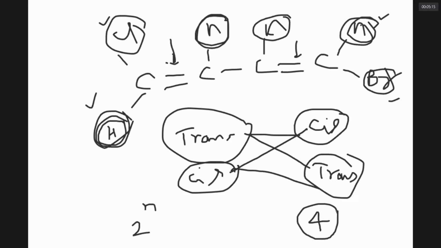when there are n double bonds, I call them stereogenic centers because they are the centers which cause stereoisomers. If there are n stereogenic centers, there can be 2 to the power n stereoisomers, or 2 to the power n geometric isomers.